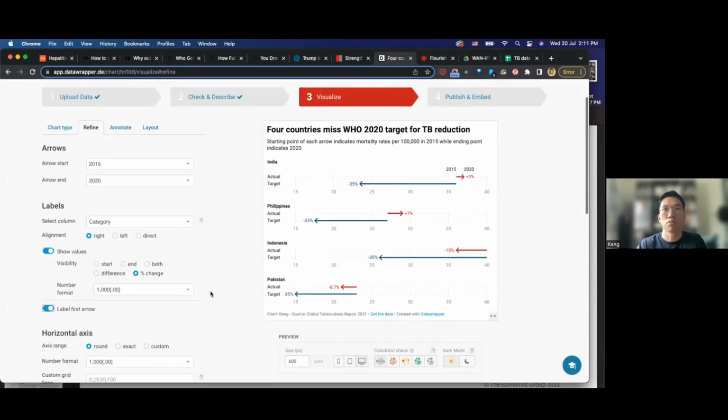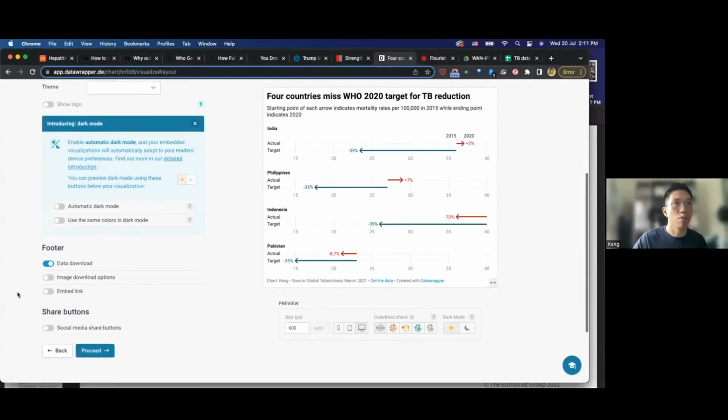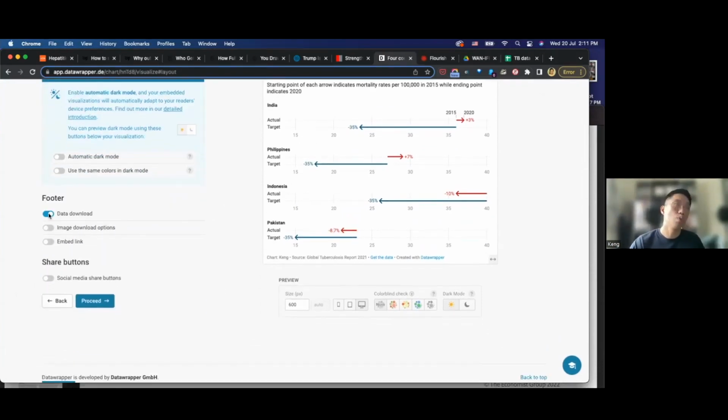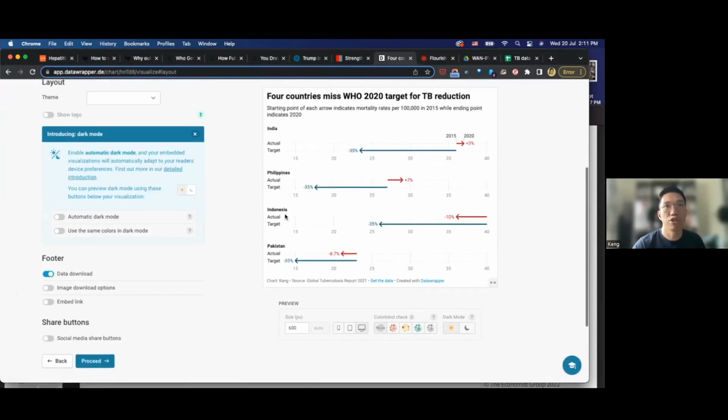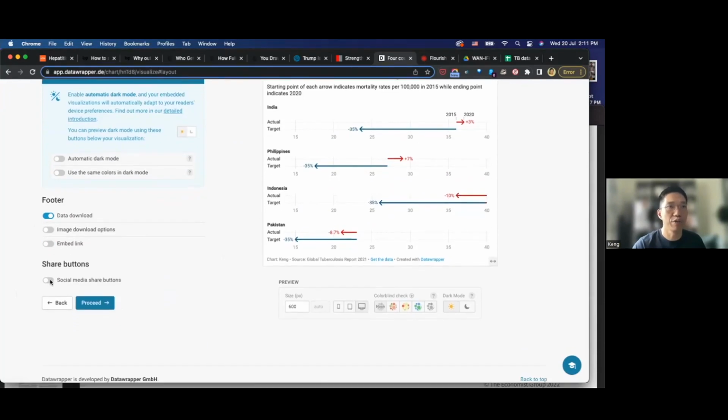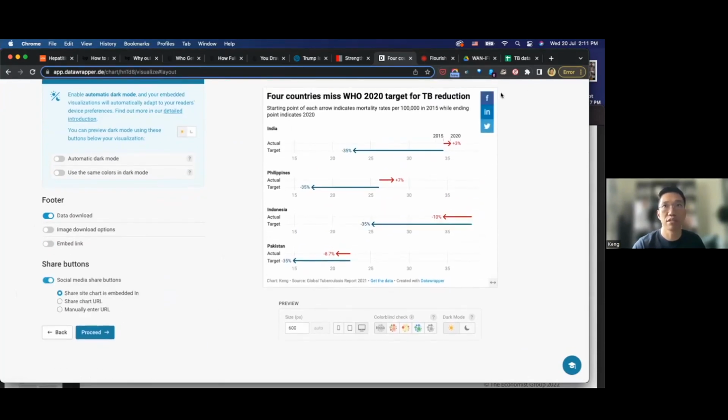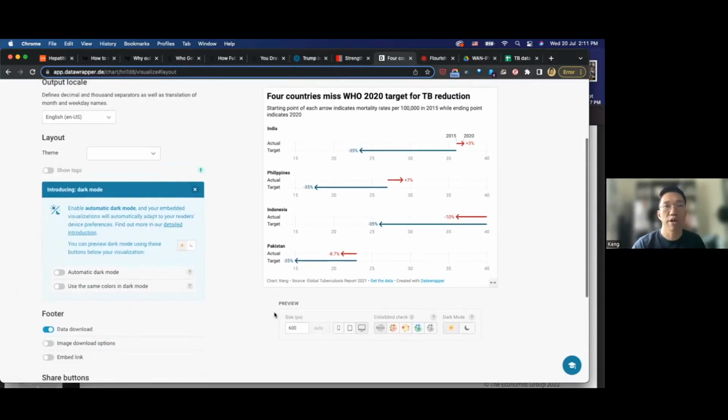All right. So let's say once I'm done, I can also change the layout if I want. If you want to let readers download the data, you can have the link here, get the data. If you don't want to share your data, you can disable it. I always encourage journalists to share data. Okay. If you want them to share this chart on social media, you can add the social media button here. Okay. So that's optional.